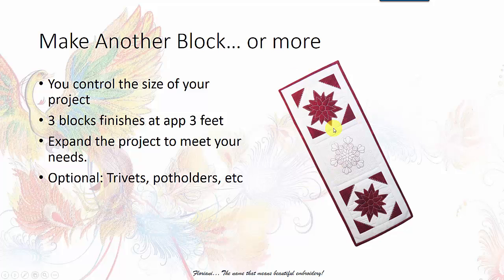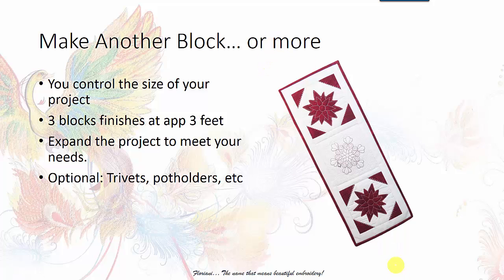Now, make another block or more. When I say or more, you control the size of the project. We'll talk about how we put this together in a minute. But with my sashing in the blocks, this table runner finished out at about a little under 3 feet in length, which is kind of short for a table runner. So when I say make another block or more, if you truly wanted this to be a table runner, and I'm thinking holidays, long table, lots of people, I would definitely want to make a longer table runner.